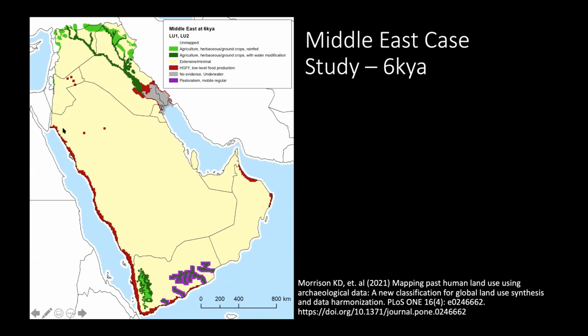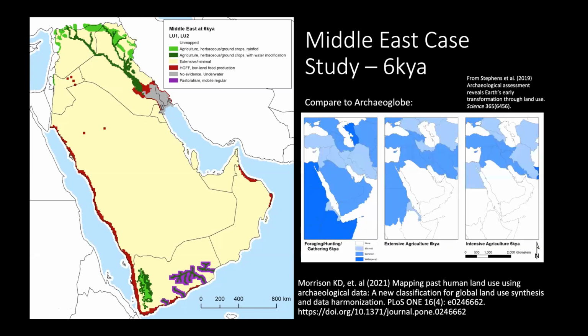across the region. So in the large part of the interior of Arabia, it's classified as extensive minimal, so people are present, but they're not living permanently on the landscape, except in a few places along the coast. Here, we have primarily hunter-gatherer fishing and foraging. And then in the Fertile Crescent, we can see both rain-fed and with water modification agriculture. And so we get really a fine-grained level of detail about what's going on here.